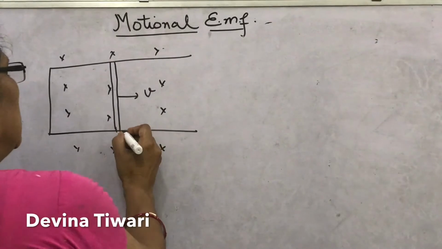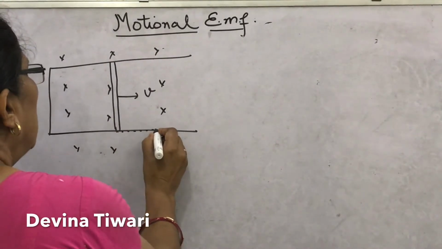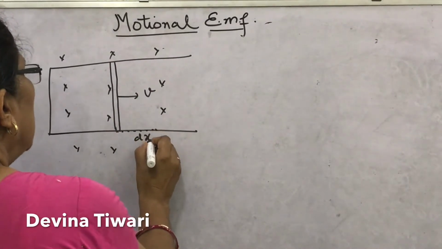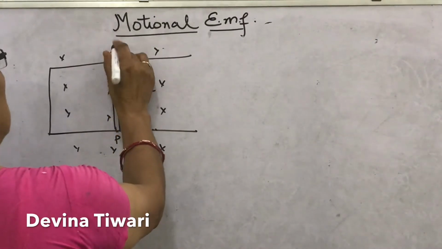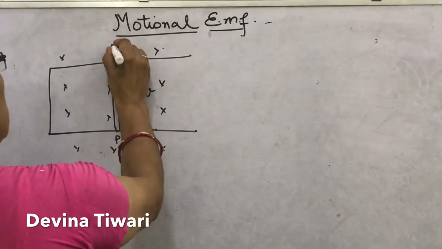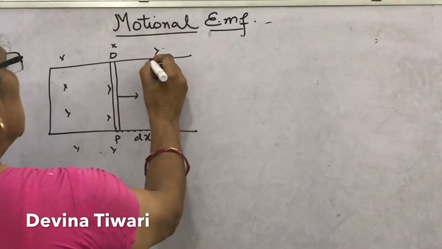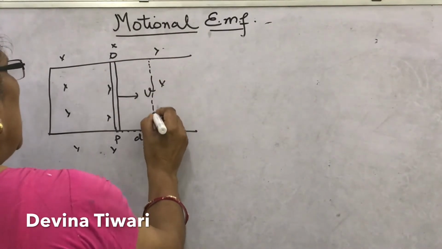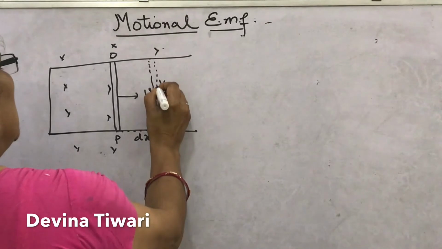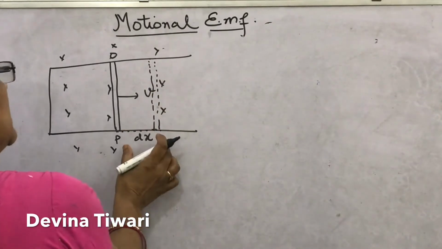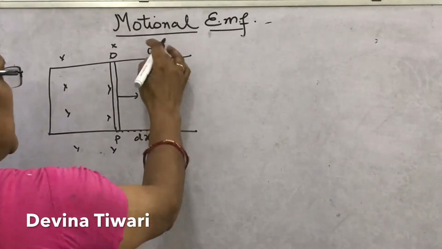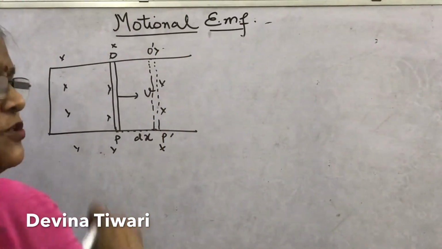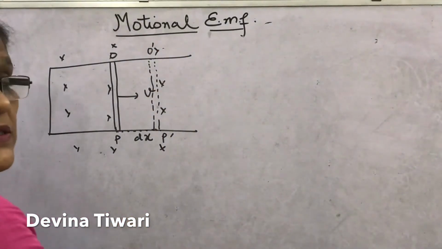After some time, suppose it covers the distance dx. Suppose this end is P and this is O. So this OP end of the rod will cover a certain distance dx, and in the time dt, the distance dx is covered and it reaches the position O dash P dash. What happens?